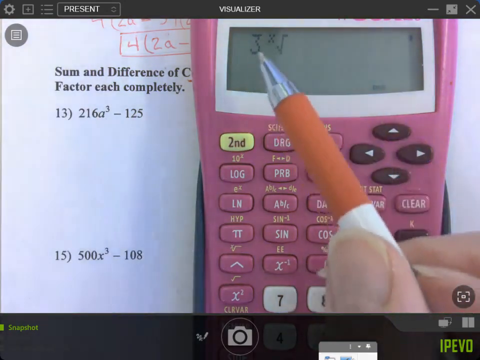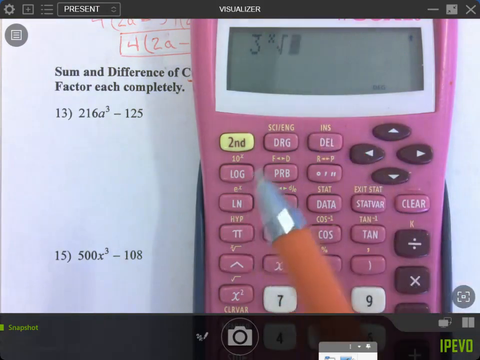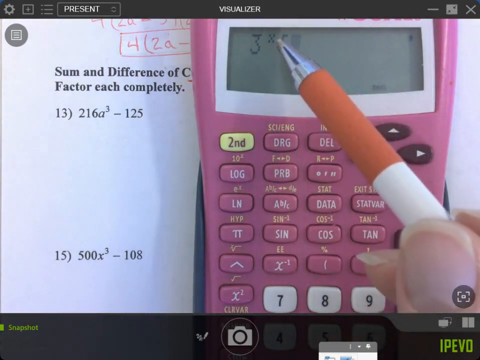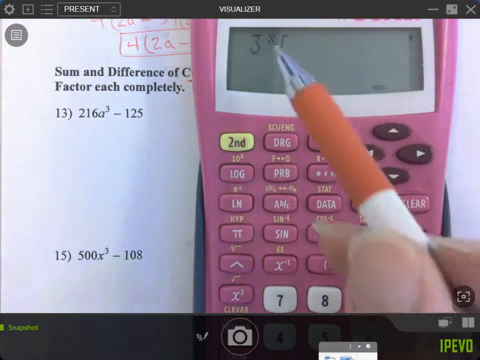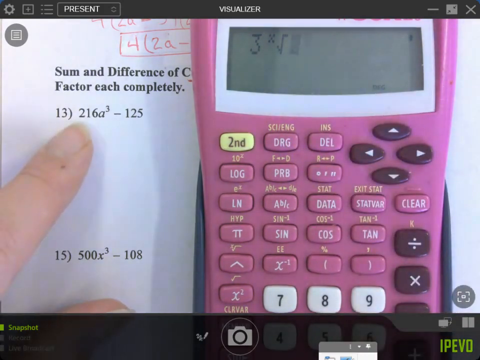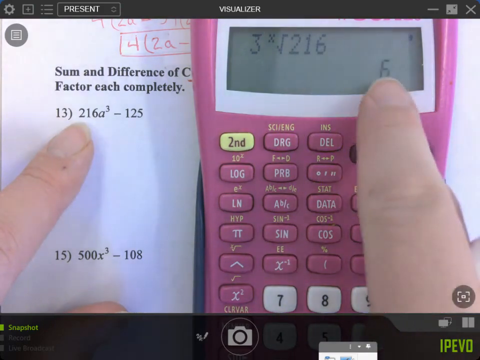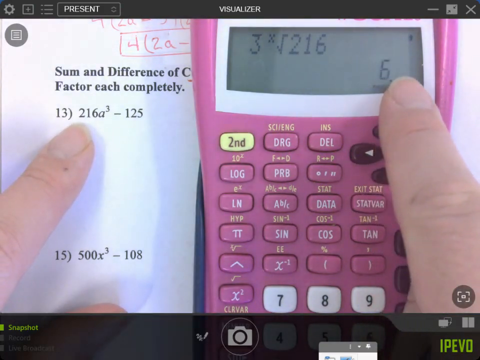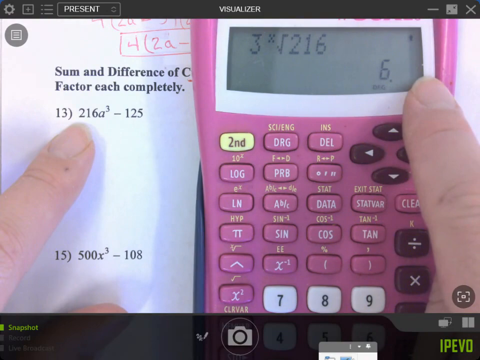In the multi-view, it puts the 3 up in the little root box as the index, so it's easier to see. So this is not 3 times something, 3 is the x value. So I'm going to take the cube root of 216, and that's 6. 6 times 6 is 36, times a third 6 is 216.